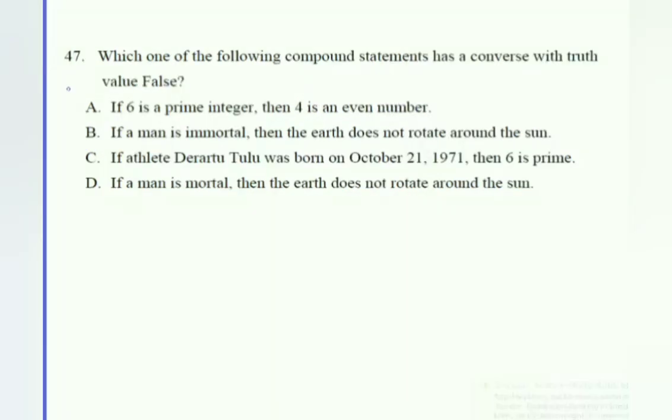Which one of the following compound statements has a converse with truth value false? Suppose we have a compound proposition P implies Q. The converse of this statement can be expressed in this manner: Q implies P. We interchange the places of P and Q. So we will try to find a compound statement whose converse is false. Let's check each of these compound statements.